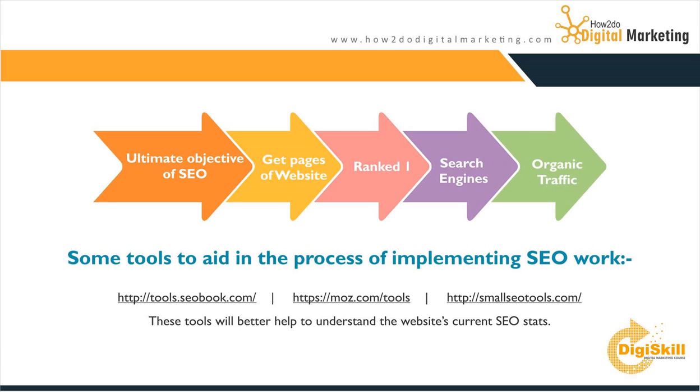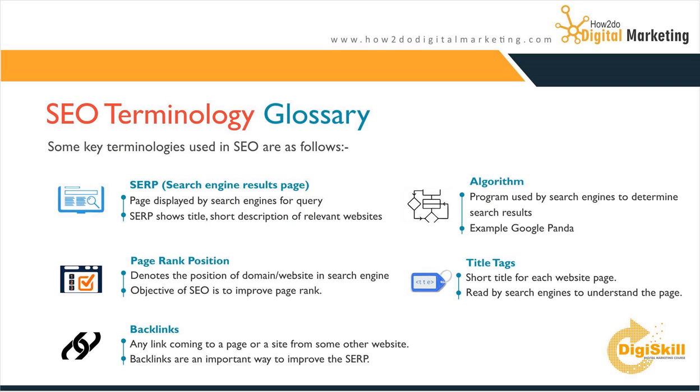But broadly, the purpose of SEO is to get your pages ranked on the website so that you get a lot of organic traffic. Some of the terminologies are very important. The first terminology you need to understand is SERP, which stands for Search Engine Results Page. If you put in a query, let's say flight tickets to London, what your results page shows up is what SERP is about.